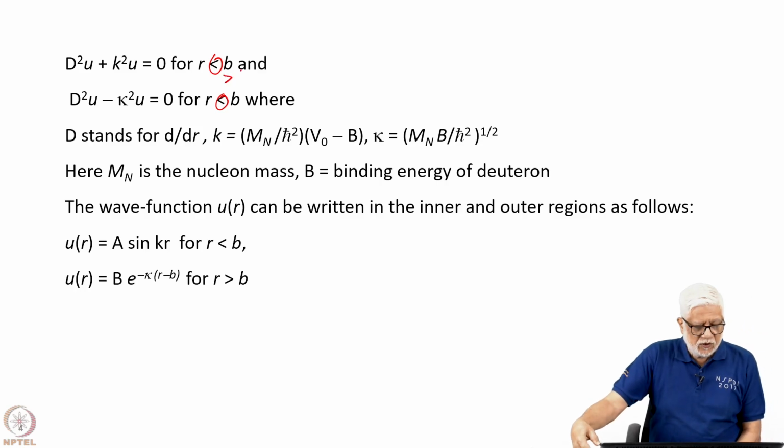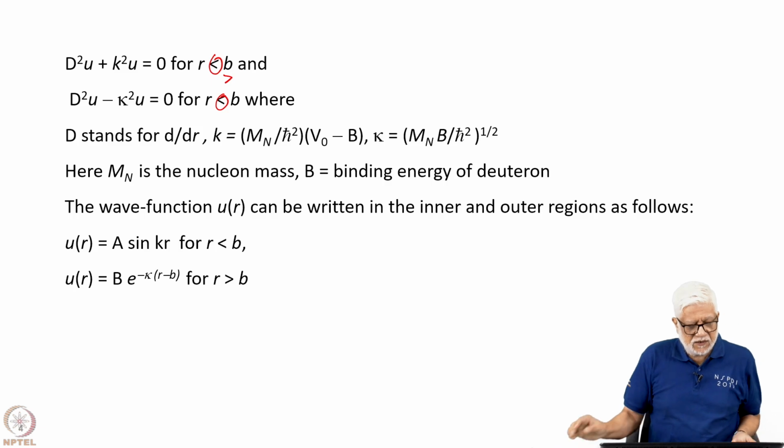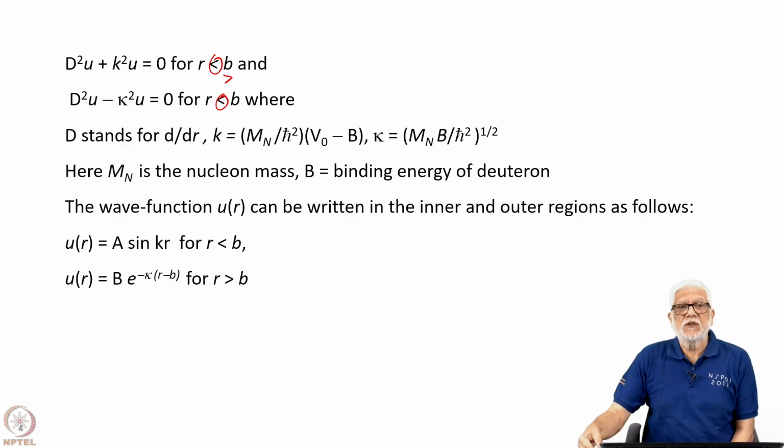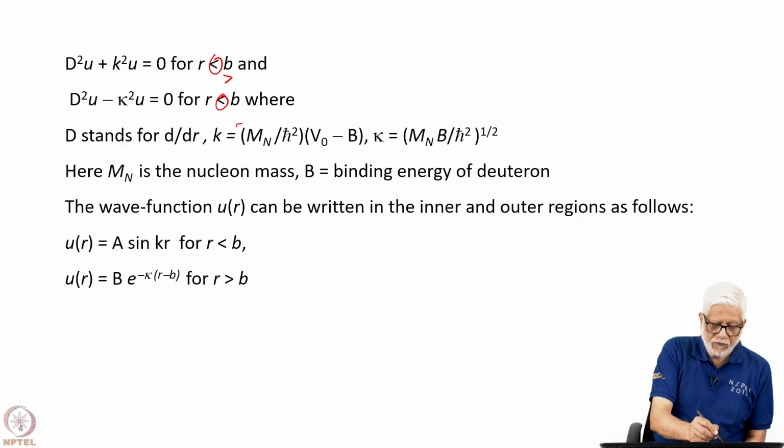So d, as I said, stands for d by dr, and k is defined here in terms of mn by h cross squared. Kappa is, again, I think there should be a square root because this sign doesn't match. This should have been a square root here. Lots of typos in this.